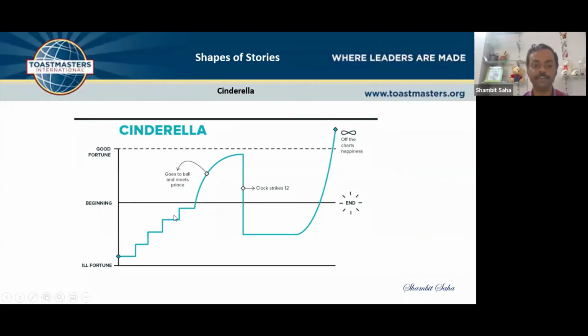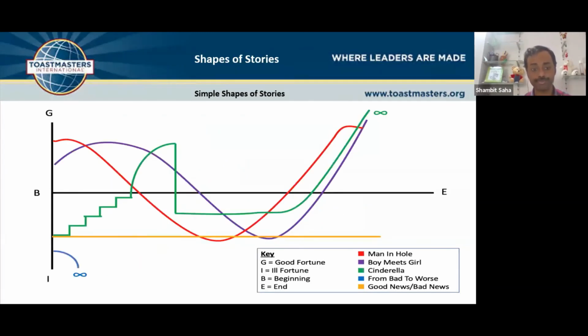We start off with the ill fortune, and slowly and slowly we get up, wherein we go to the good fortune side. You are on an all-time high, and then all of a sudden things go bad, and then you struggle, you remain at the same level unless something happens and you just go up to the level wherein you actually become great, right? Okay. And so if we take all of them together, this is what the graph looks like.